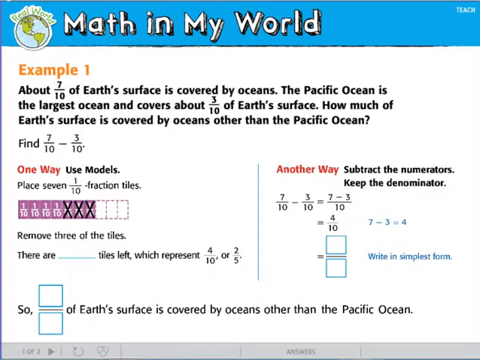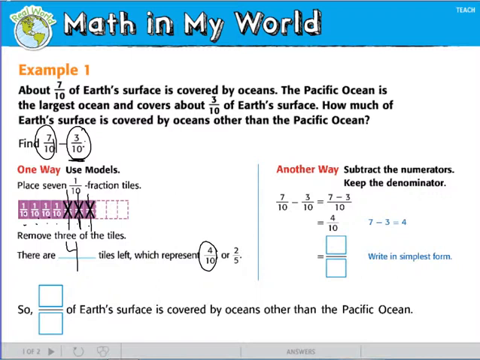So we have 7/10. This is our total, and we're going to take this number away from our total. So we have 7 1/10 blocks, that's 7/10. We're going to take 3/10 of those away. So here's 1, 2, 3. How many tiles are left? 4. So 1, 2, 3, 4, which represents 4/10.